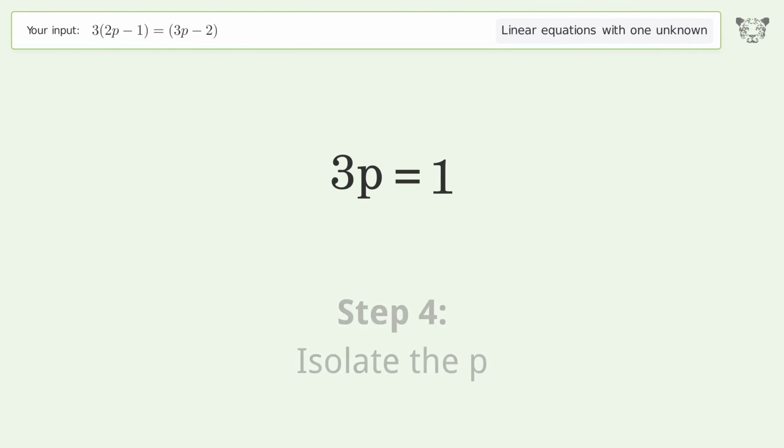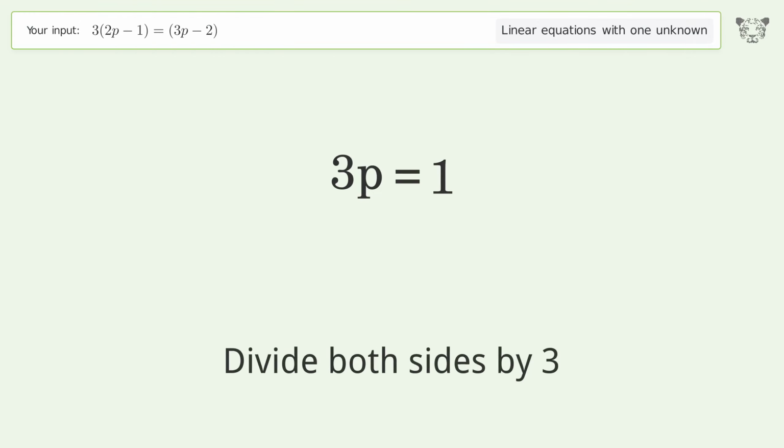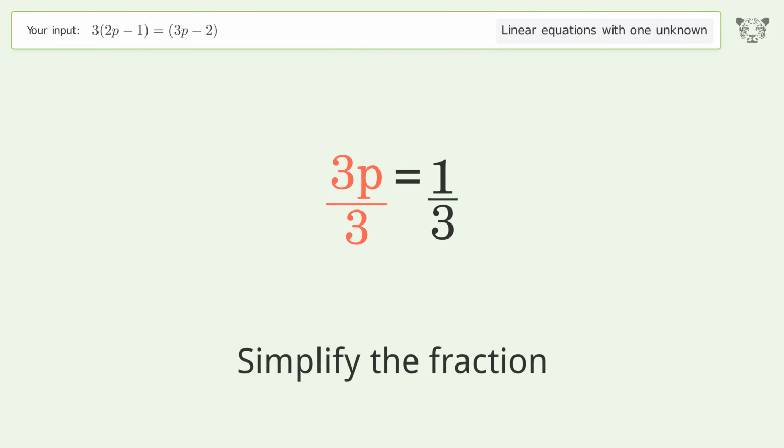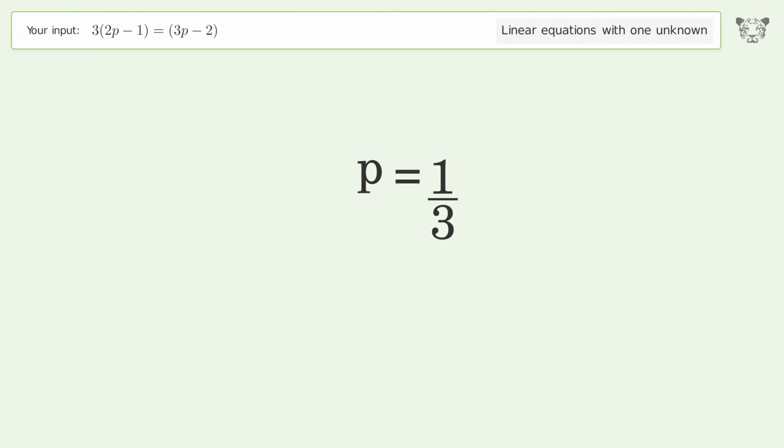Isolate the p. Divide both sides by 3. Simplify the fraction. And so the final result is p equals 1 over 3.